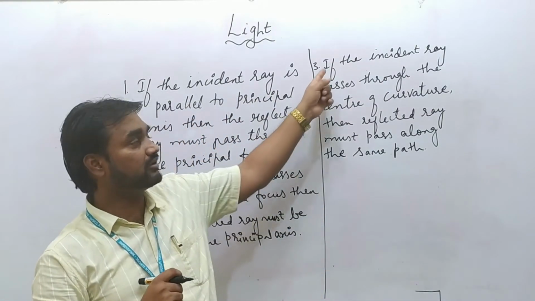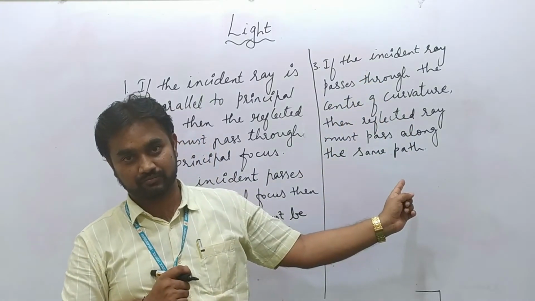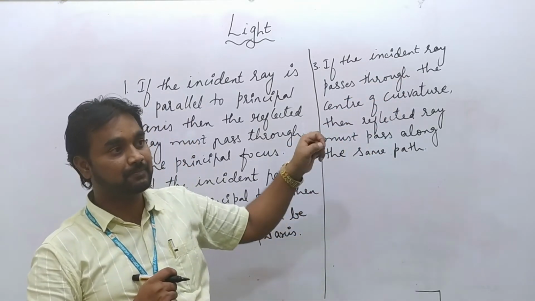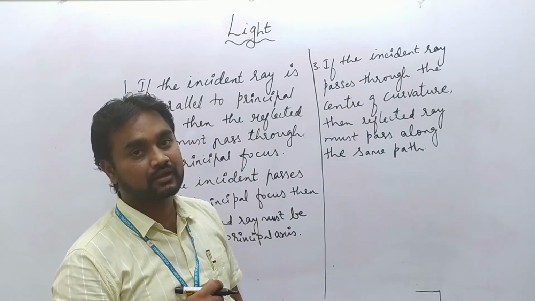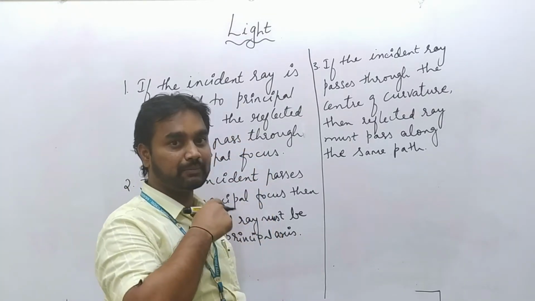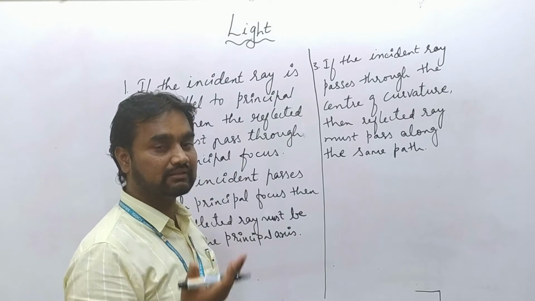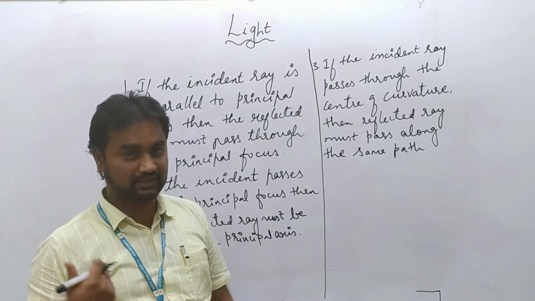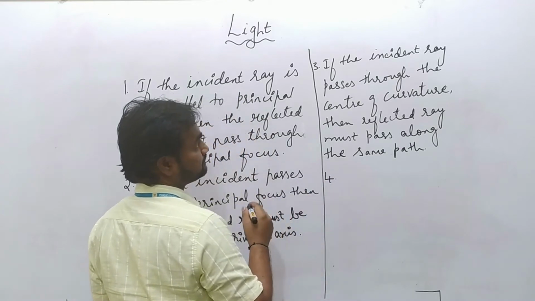Is that clear? Whenever the light ray passes through the center of curvature, the angle formed with the surface of the mirror is 90 degrees, so the angle of incidence and angle of reflection will be 0. The same happens when a light ray passes along the principal axis: there also it forms 90 degrees with the mirror, so it reflects back along the same path.